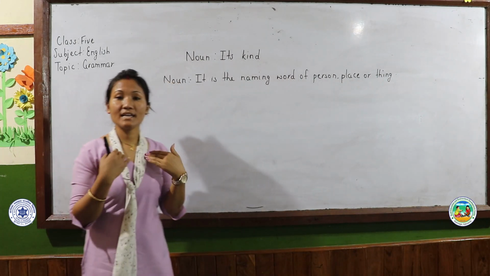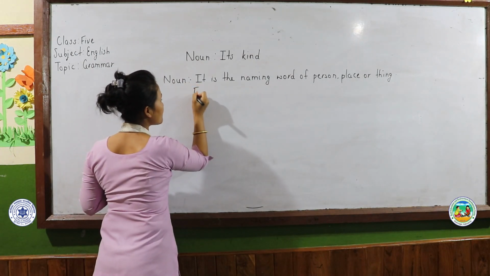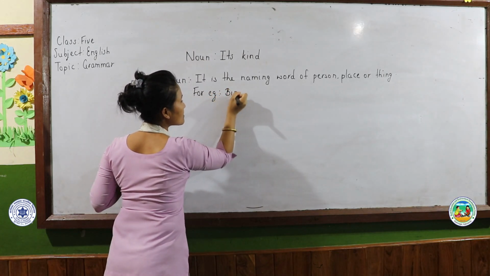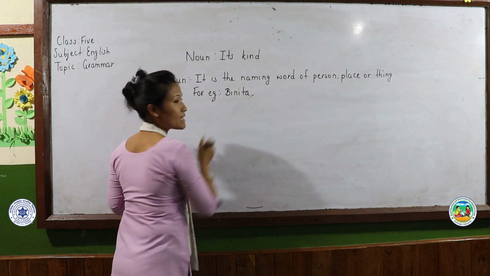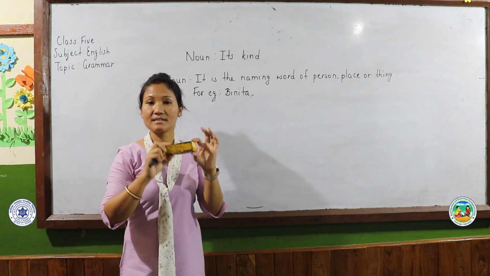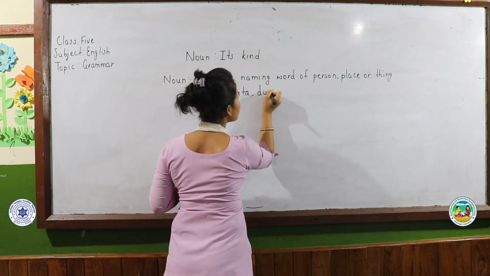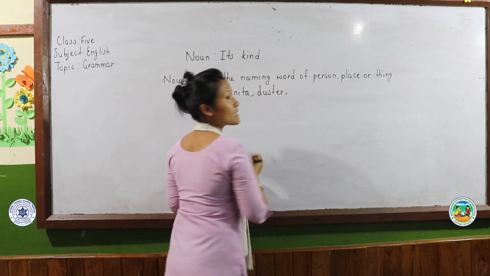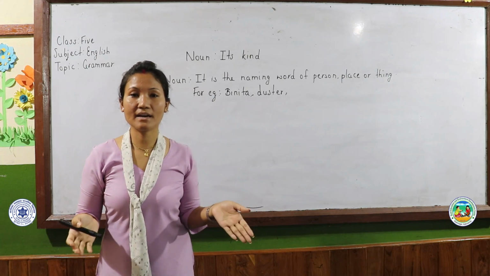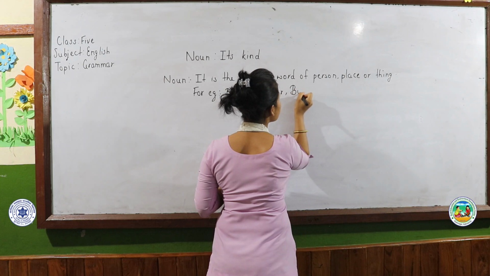Now, what is my name? What did I call my name? My name is Vinita. For example, Vinita. Likewise, what is this? It is a thing. It is a duster. And in which place do we live? Where are we living here? Butwal. So it is the name of a place.